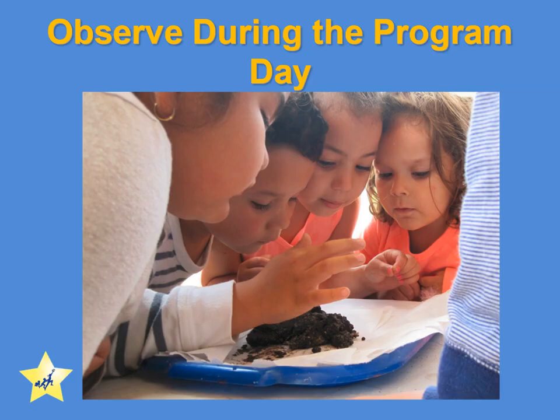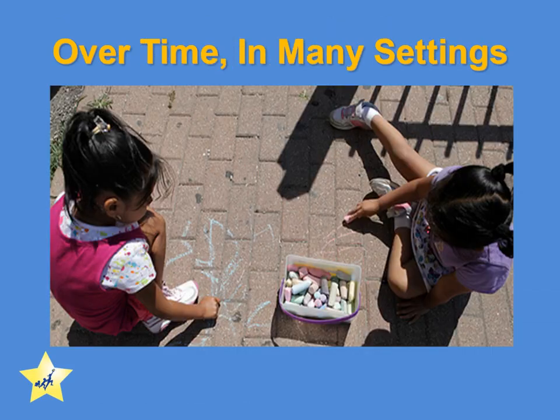Collect documentation while children are playing, interacting with others, during lessons, and during small or large group activities. Observe children over time and in as many different settings as possible: in the classroom, on the playground, during free play, during instruction time, and with families at drop-off and pick-up time. Consider the consistency of the child's behavior and how particular observations fit within the child's overall conduct.